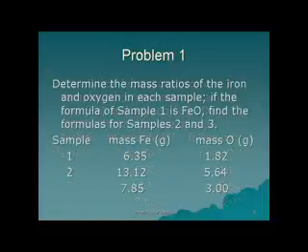So continuing with the problem, we want to determine the mass ratios of the iron and oxygen in each sample. And if the formula in sample 1 is FeO, which is iron 2 oxide, find the formulas for samples 2 and 3.